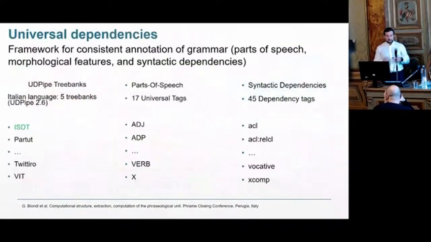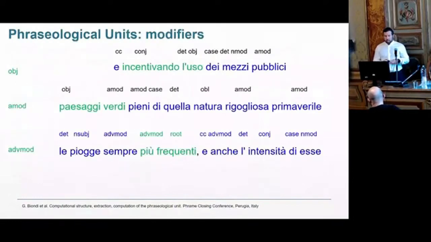UDPipe is based on the universal dependencies. There are several pre-trained models available for the Italian language, and because of its size and accuracy, we chose the ISDT model. Now there are 10 different models available. And it tags terms according to 17 different parts of speech and 45 syntactic dependencies, the ones I showed you before, which were selected as modifiers.